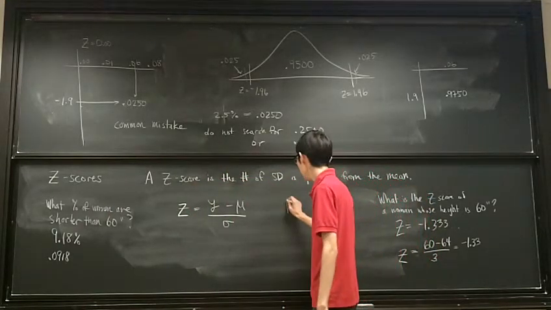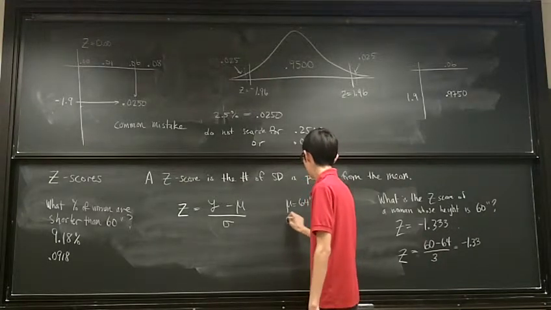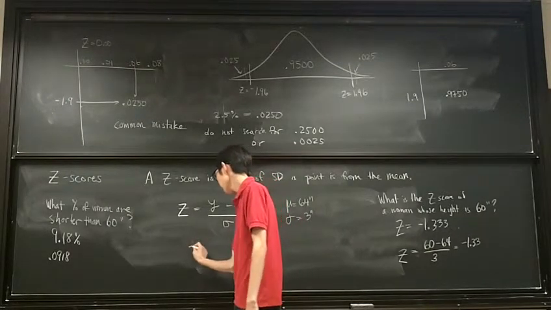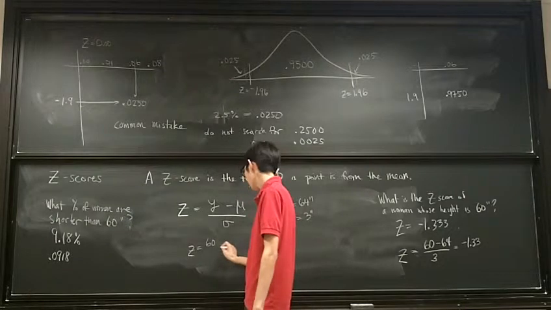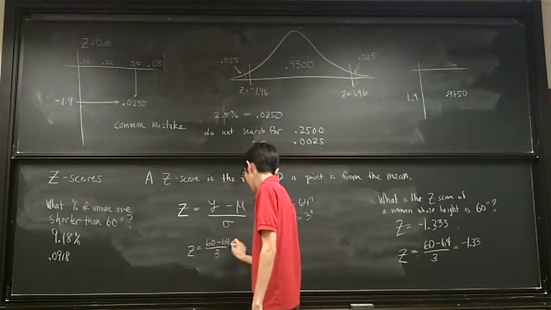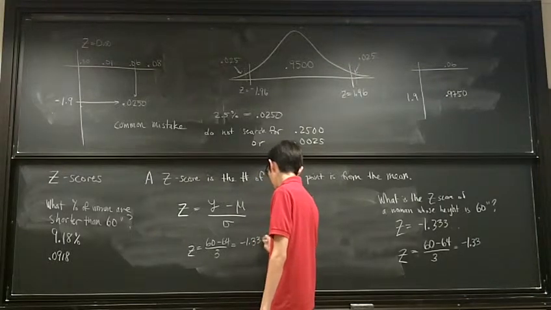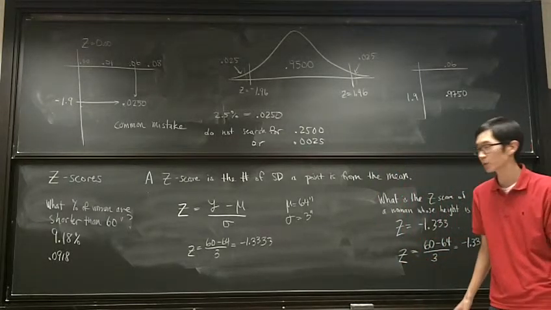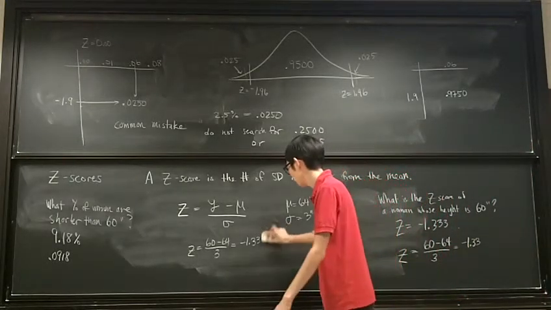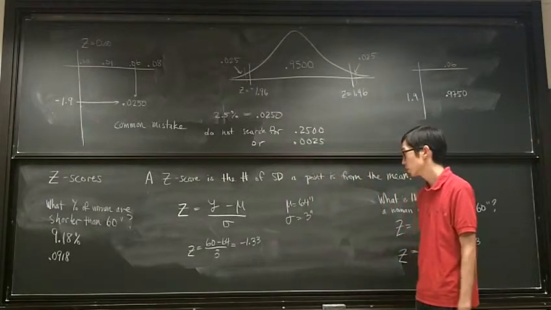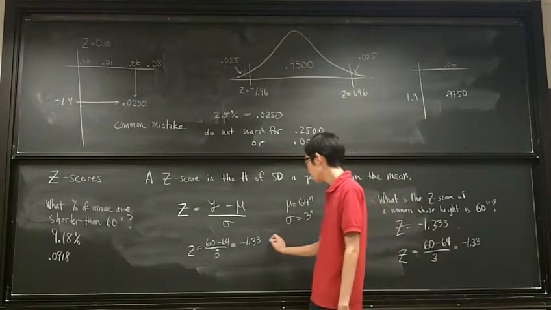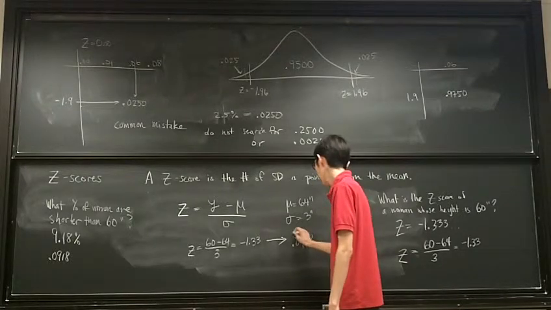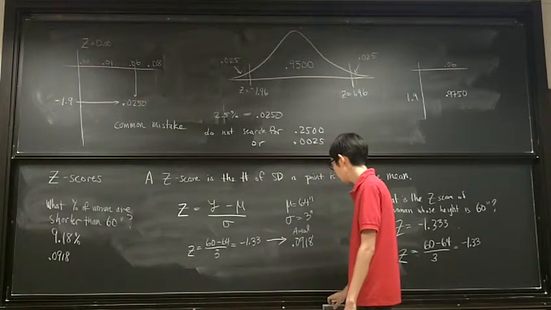we said the height of women, the mean, is 64 inches. The standard deviation is 3 inches. So a woman who's 60 inches tall has a z-score of negative 1.33. Technically 1.33333, but because our z-table only gives us up to 2 decimals in the z-score, I'm going to just round off to 2 decimals, and I get negative 1.33. When I look up negative 1.33 in the z-table, that gives me an area of 0.0918.